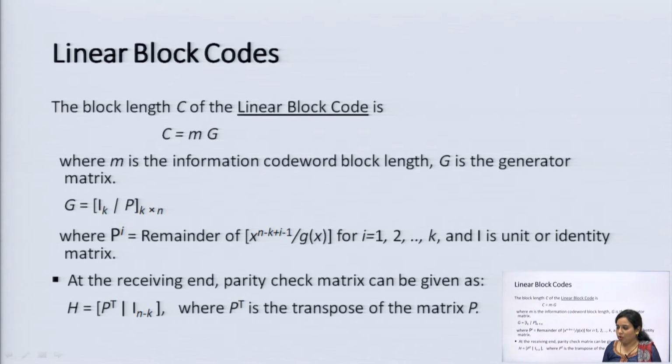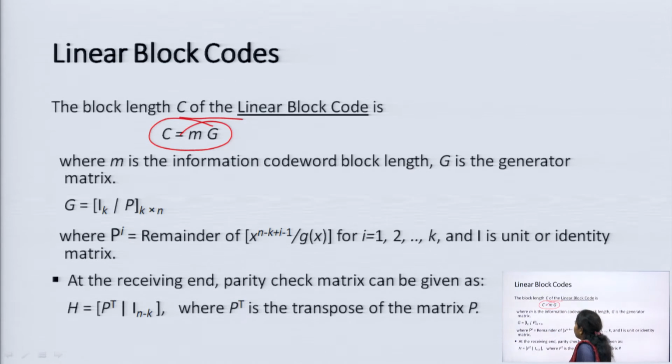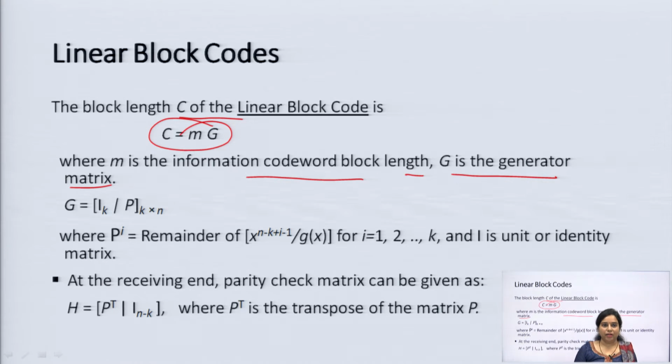Next is the linear block code. The block length C of the linear block code is given by C is equal to m multiplied by G. This is not simple multiplication, it is only matrix multiplication, where m is the information code word block length, G is the generator matrix. Now, the question arises: how will this generator matrix be generated?